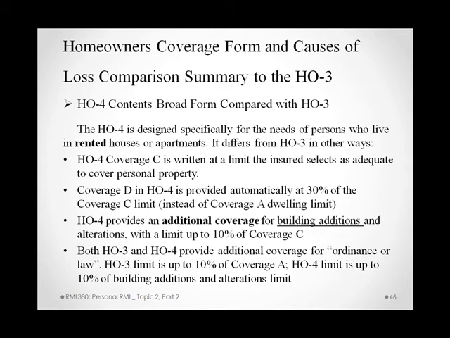First, HO4 coverage C is written as a limit, as opposed to HO3, which is a certain percentage of your house value. And the second difference is that coverage D in HO4 is provided automatically as 30% of the coverage C limit instead of the coverage A dwelling limit.